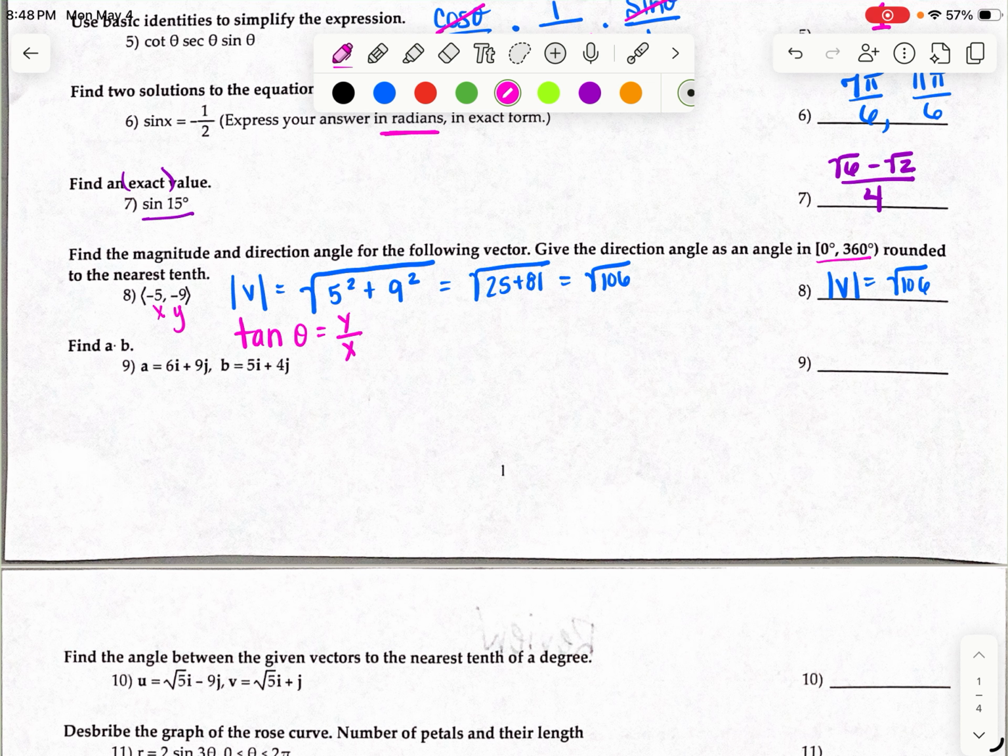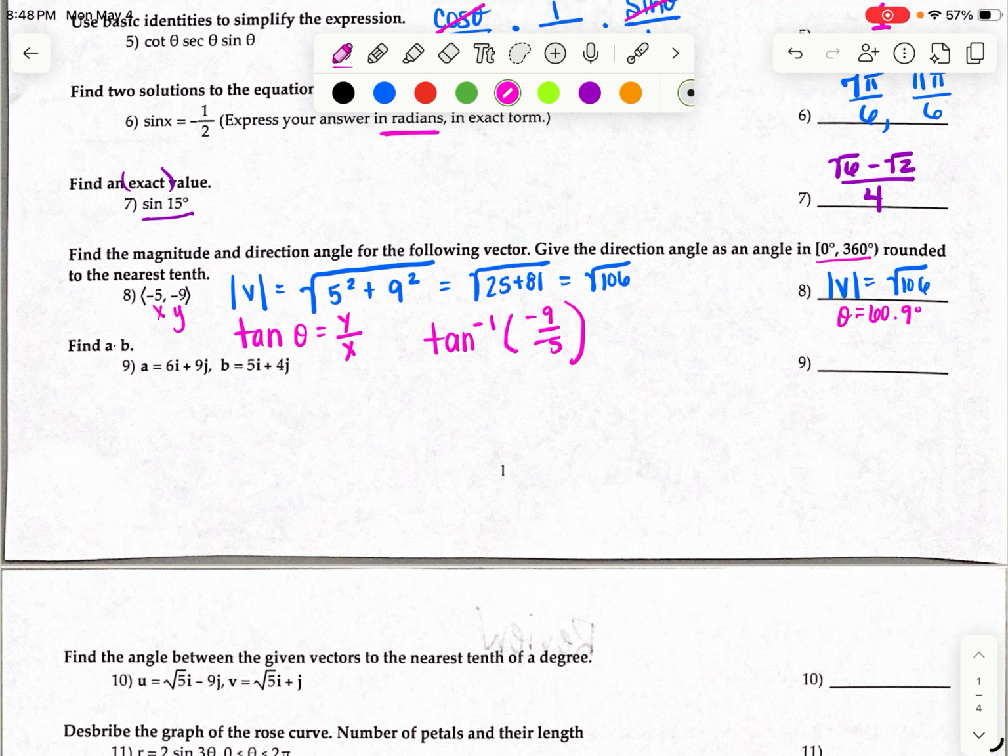Since I'm looking for the angle, in my calculator I'm typing in the inverse tangent of, and you can use -9 over -5. I'm probably just going to type in +9 over 5 because I know that a negative divided by a negative is a positive. So let me type that in. Inverse tangent of 9 over 5, rounded to the nearest tenth. My calculator is telling me that's 60.9 degrees rounded to the nearest tenth. Okay, so that is the magnitude and the direction angle.